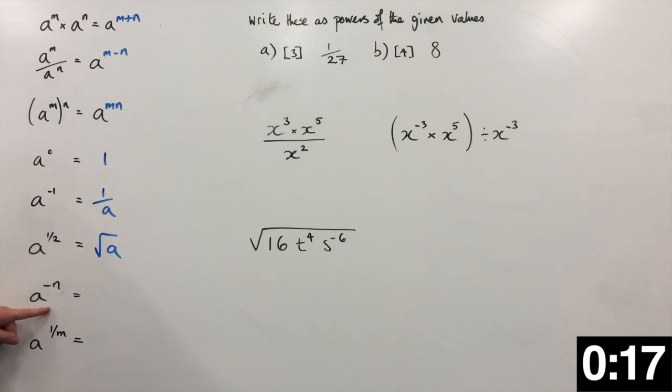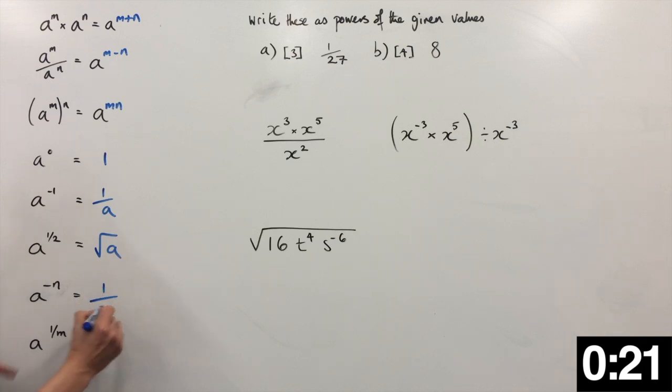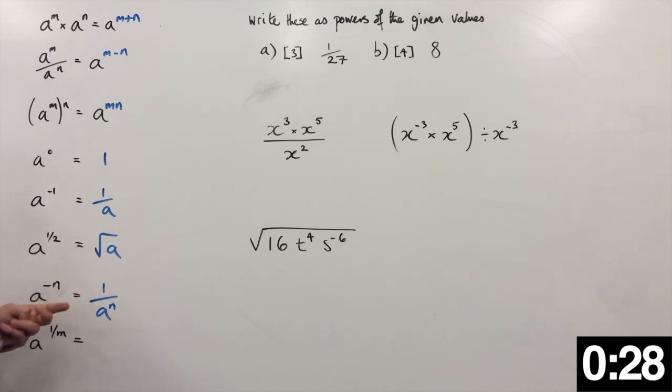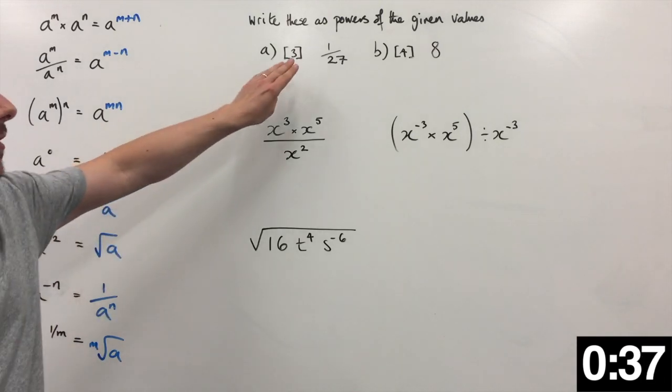So if we look down here, a to the minus n, it's like flipping, but this time the power is not 1, as it would be here, but n. Similarly, over here, this time we've got a root, but rather than a square root, we've got it to any root you choose. Run through these ones now.